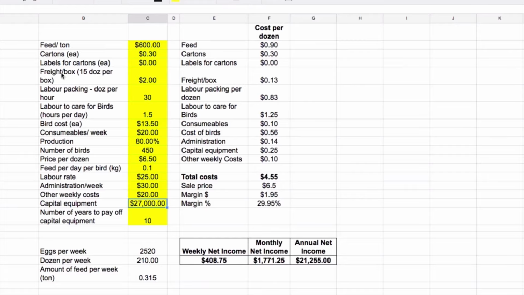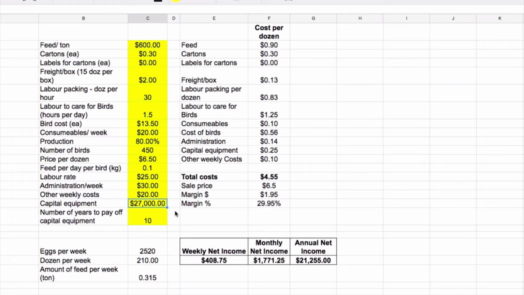Because here we're talking about freight per box, 15 dozen per box, so that should actually say freight per dozen. Labour packing per dozen, 83 cents. Labour to care for birds, $1.25. Consumables, cost of birds, you've got everything down there. Now, you can see here, it breaks it down to your weekly net income, monthly net income, and annual net income. So you can see based on this example.